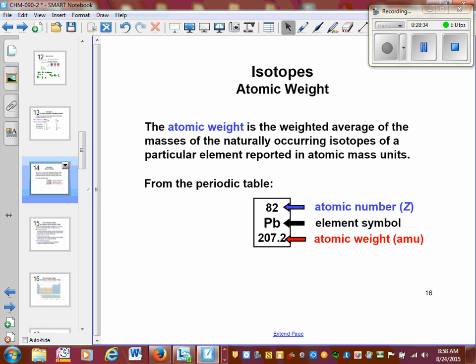So if you're in the health field, if you go into radiography, or if you happen to be a nurse working anywhere around patients that are receiving radiation, they'll talk about getting tritium treatments, iodine 131. That means you're talking about a specific isotope of that element, which is radioactive. We're not going to go into all the calculations of how to do that.